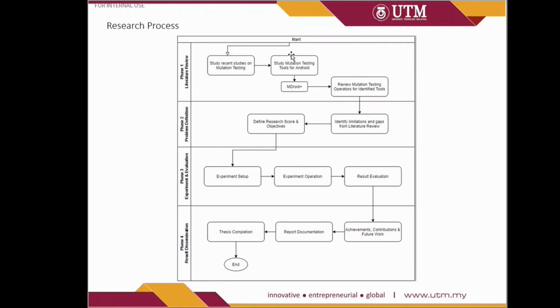While in phase 2, we will go into a problem definition where we identify the limitations and gaps from the literature review, and we will define the research scope and objective. In phase 3, we will do the experiment and evaluation, where we do the experiment setup, experiment operation, and result evaluation. In phase 4, we are doing the result dissemination, where we will come up with the achievement, contribution, future work, and report documentation, and lastly the thesis completion.